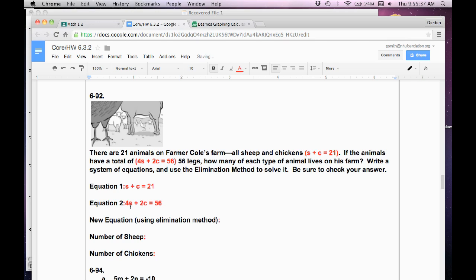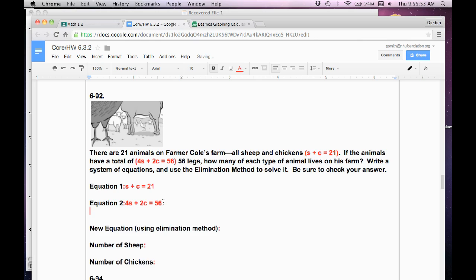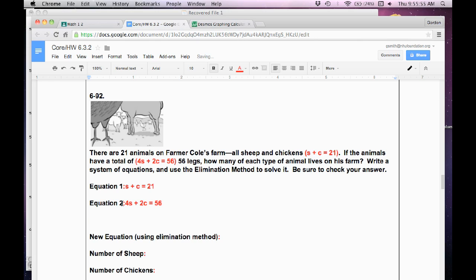All right, as you can see, we need to eliminate one of these variables. I choose to eliminate C by getting a negative 2C here. So what I'm going to do is take equation 1 and multiply it by negative 2. So I get negative 2 times S is negative 2S. Negative 2 times C is negative 2C. And that's equal to negative 2 times 21, which is negative 42.